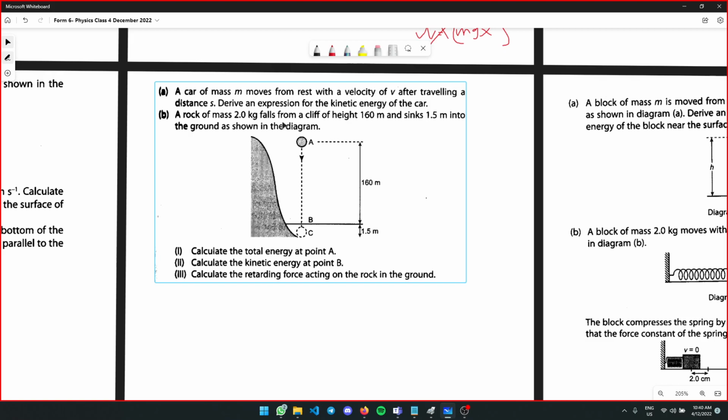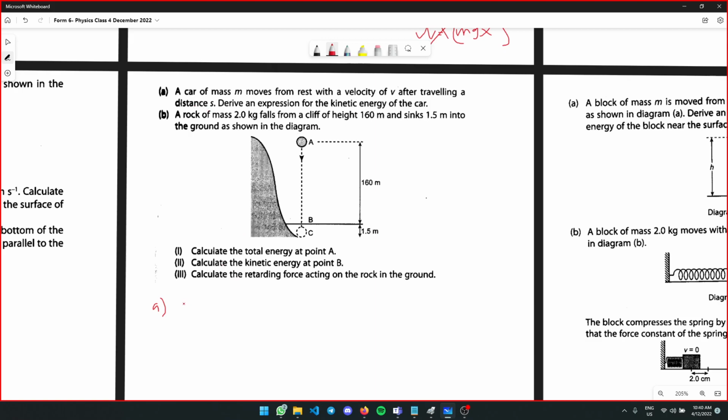mgh equals half mv squared. Okay, this derivation actually is from something more basic. I'll give you a trial run. Maybe I can try it again. I mentioned a car of mass m moves from rest with a velocity of v after traveling a distance s.